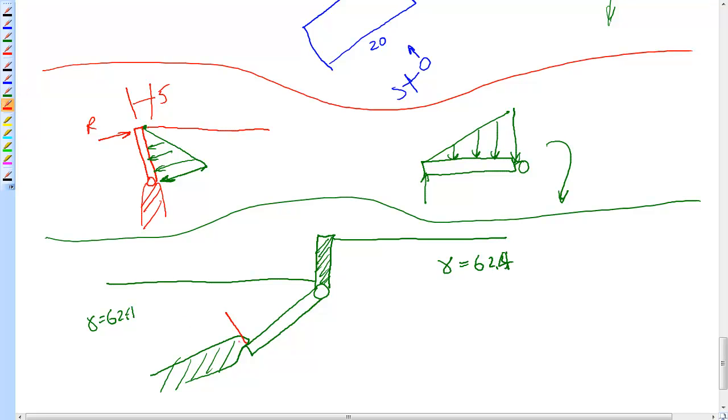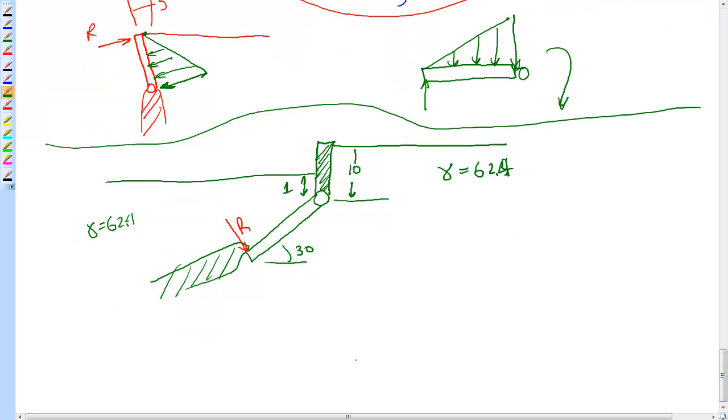As a result, you're going to have a reaction load here. Let's say we move the elevation here up just a touch, to say right there. So let's say this is 1 foot and this is 10 feet. Say this is at 30 degrees. Now, let's start breaking this apart. Look at it real quick. Now, this problem on an FE exam, they expect you to answer in a matter of seconds.